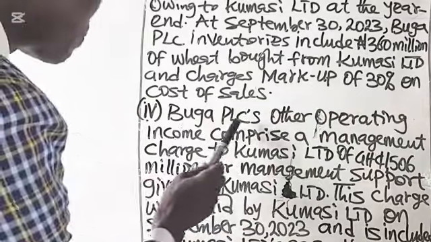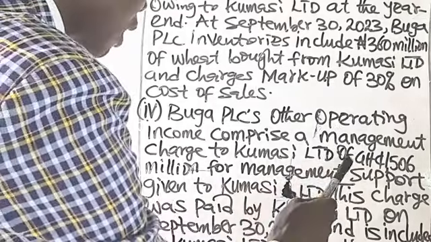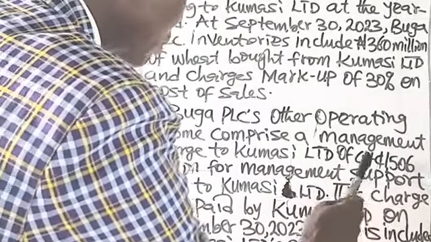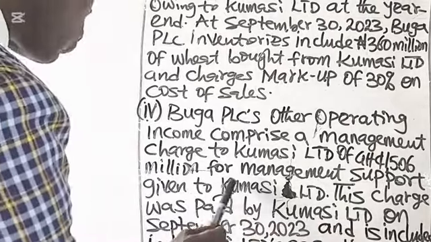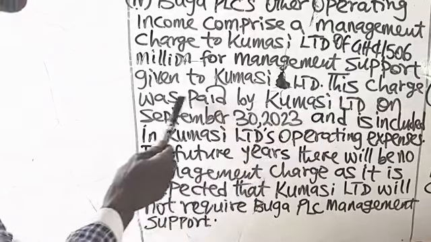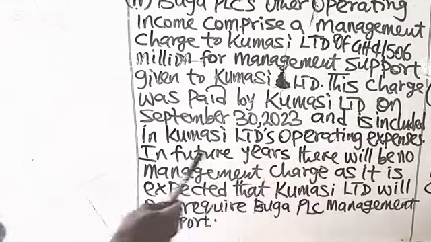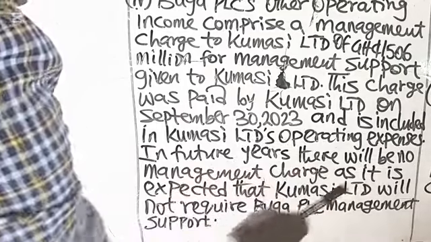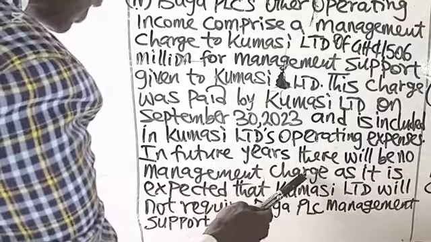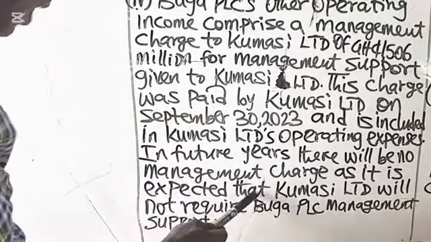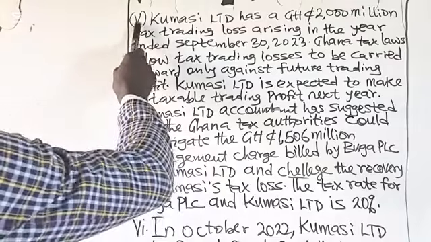Note 4. Buga PLC other operating income comprises a management charge to Kumasi Limited of 1,506 million Ghana cedis for management support given to Kumasi Limited. This charge was paid by Kumasi Limited on September 30, 2023 and is included in Kumasi Limited's operating expenses. In future years, there will be no management charge, as it is expected that Kumasi Limited will not require Buga PLC management support.